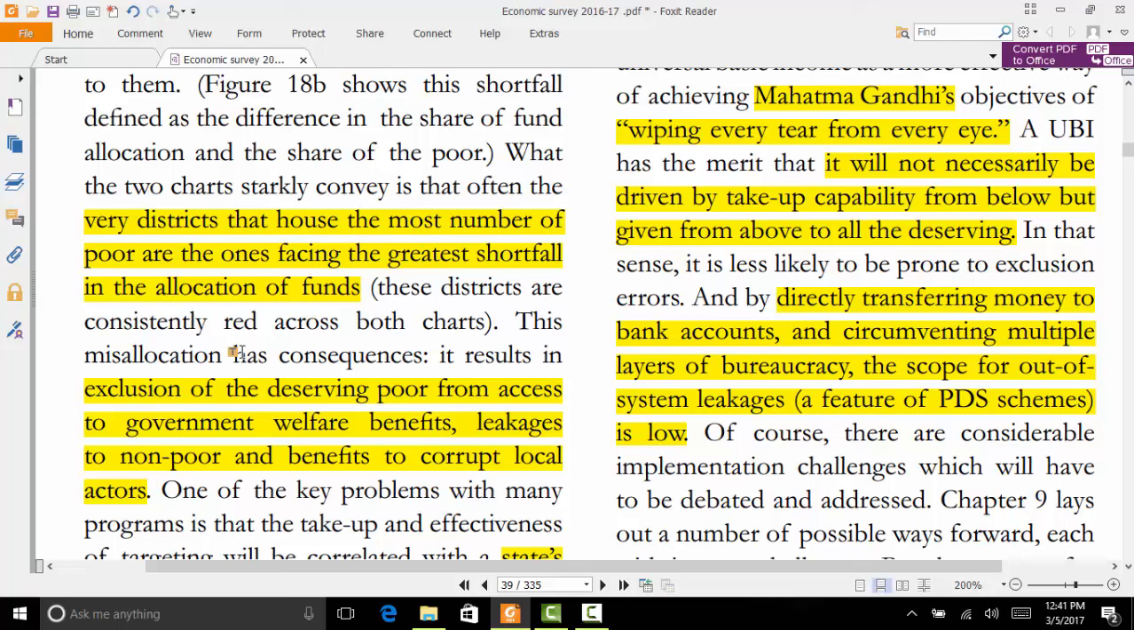Inclusion error means non-poor, non-targeted people. People who are not targeted for the subsidy, more affluent people, non-poor people, get included in the list of beneficiaries. That is inclusion error. What is exclusion error? People who are poor, who deserve the subsidy, are excluded from the beneficiary list. Leakages, you understand, I believe.